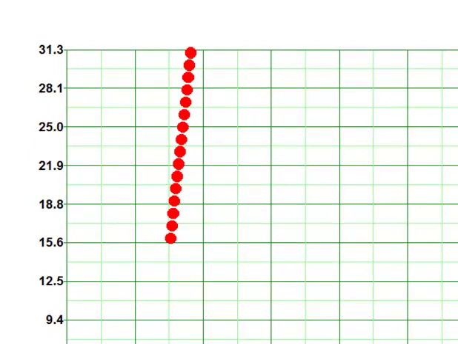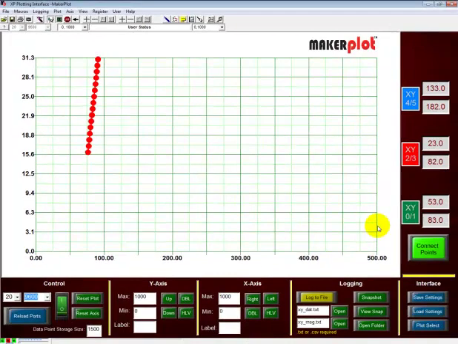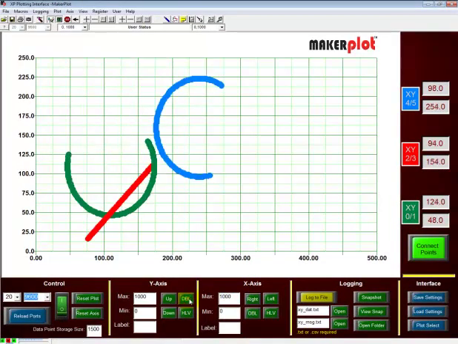Now, if we connect the points and we reset our plot, we'll see the data come in with the points connected. Okay, there we are. So that gives you some idea of what the capabilities are for this interface. Let's come back to a more normal looking plot.